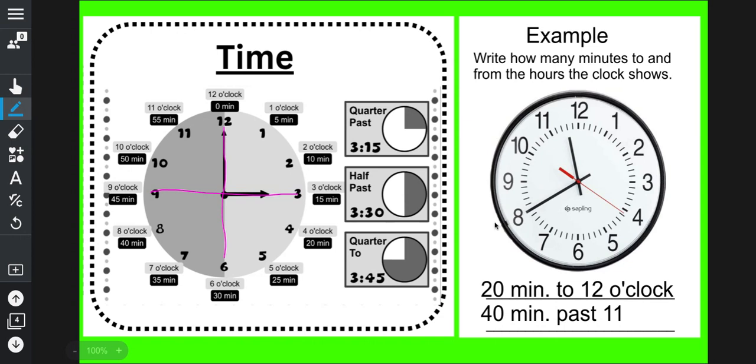So we can read a clock by saying how many minutes to the next hour and how many minutes past the hour. So in this case, we are 20 minutes to the next hour. Well, our hour hand is between the 11 and 12. So we are 20 minutes until the hour gets to 12. So we would say 20 minutes to 12 o'clock.